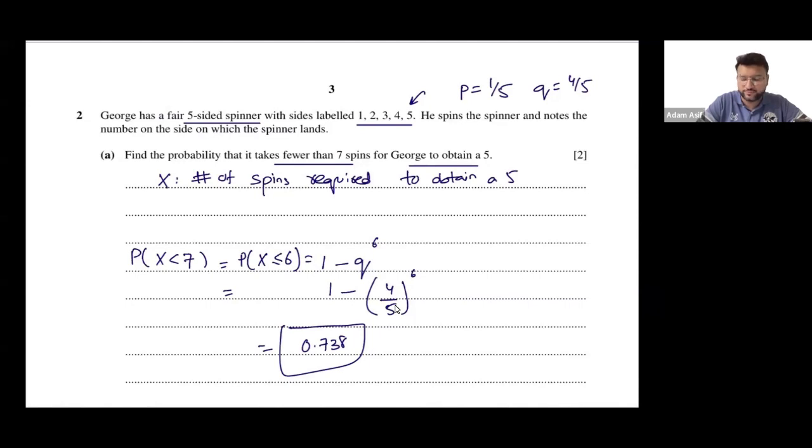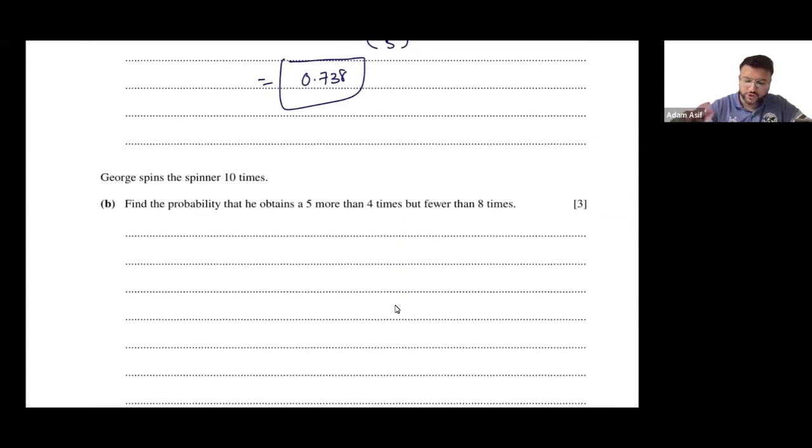Geometric distribution, okay? This was a question on geometric distribution. Part B. George spins the spinner 10 times. So we exactly know the number of times he is spinning the spinner. We need to find the probability that he obtains a 5 more than 4 times, but fewer than 8 times.